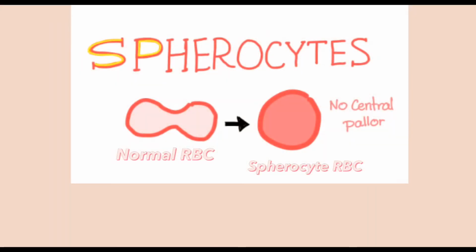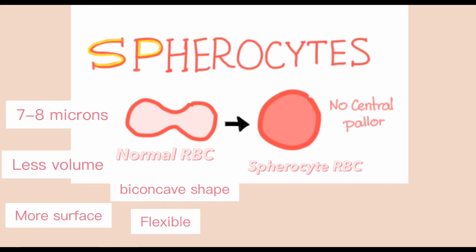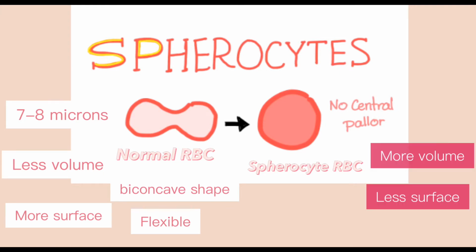The differences between normal RBC and spherocyte RBC: both of them are 7 to 8 microns, but normal RBC has less volume, more surface, a biconcave shape, and is more flexible, while spherocyte RBC has no central pallor, a sphere shape, less surface, more volume, and is not flexible.